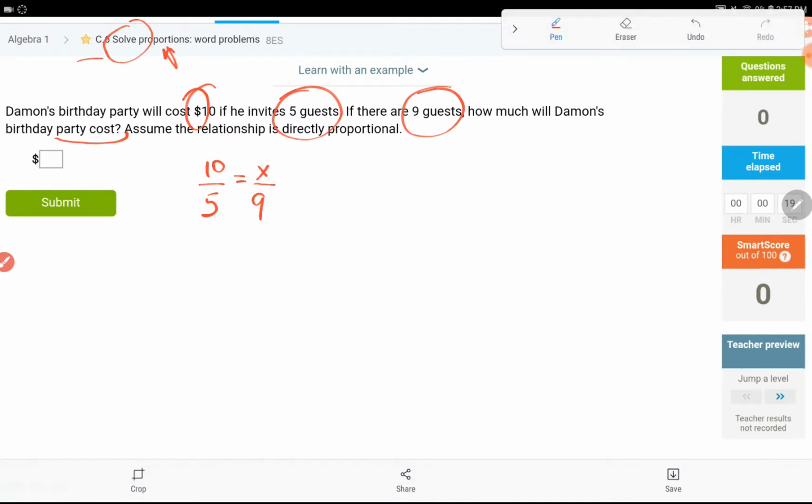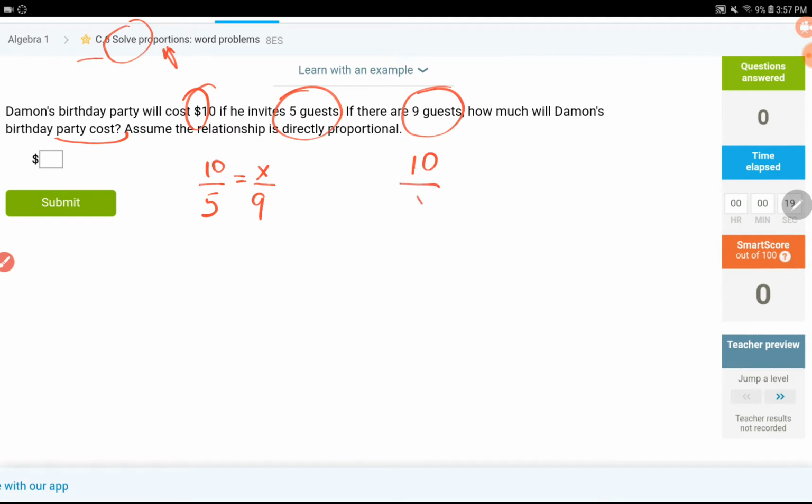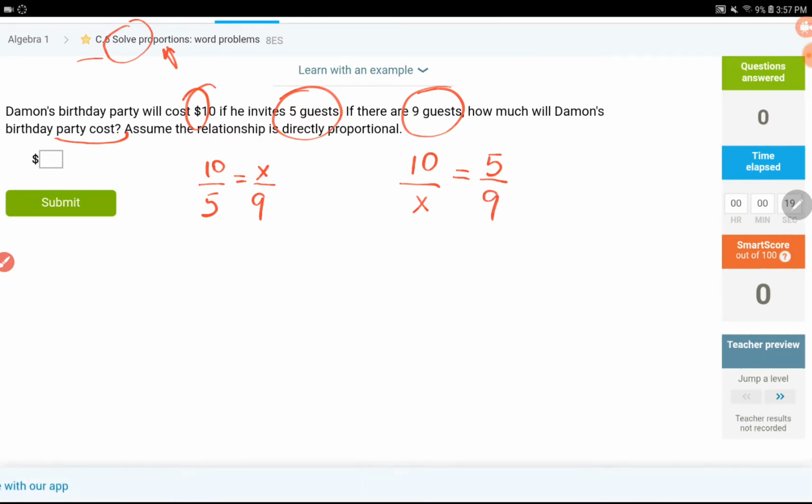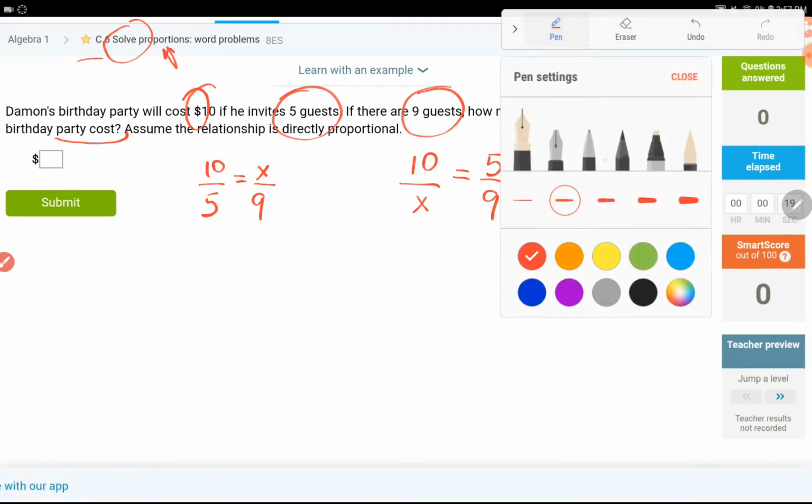You can either use this proportion, $10 to 5 guests, x amount of dollars divided by 9 guests, or you can divide the like units, which means we have $10. We don't know how many dollars we need. For $10, we have 5 guests. For the unknown amount of money, we have 9 guests. Either one of these proportions would work. So let's use the first one.